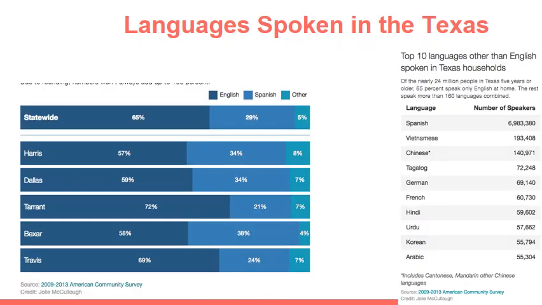Approximately a third of Texas households speak a language other than English at home. Similar to the US, Spanish is the most common language other than English spoken at home. And second is Vietnamese, followed by Chinese.